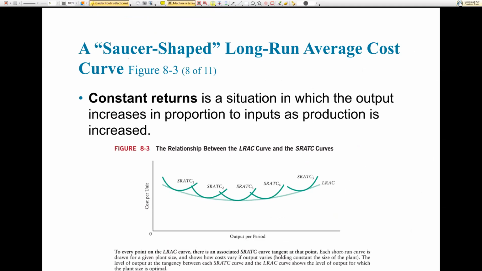So that's the same, saying the same thing in the situation in which the output increases in proportion to input. So yeah.